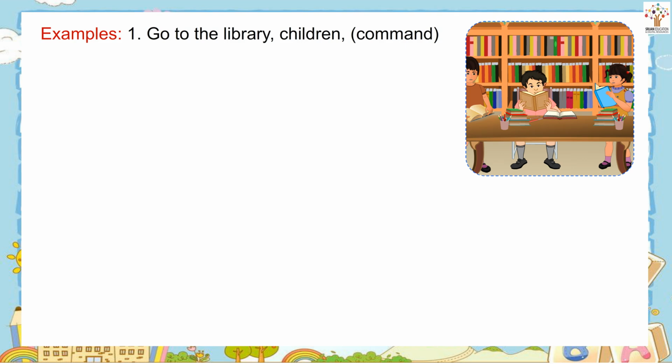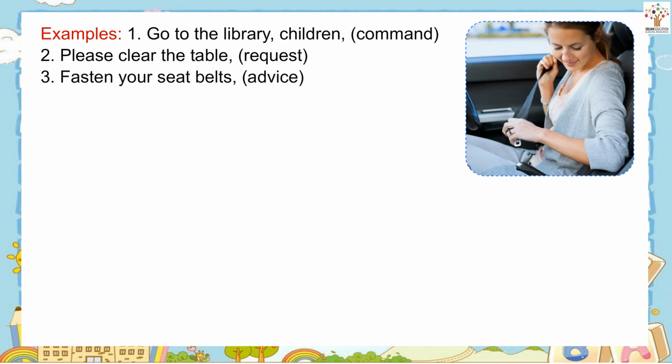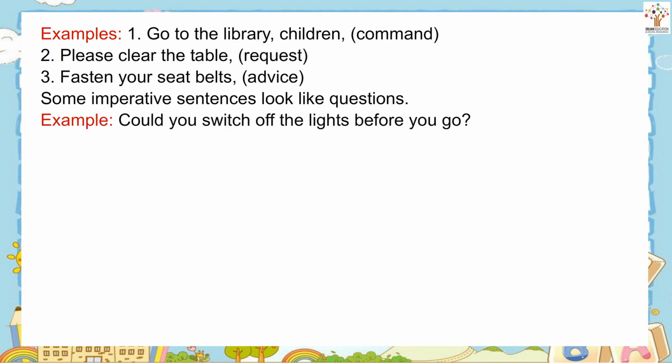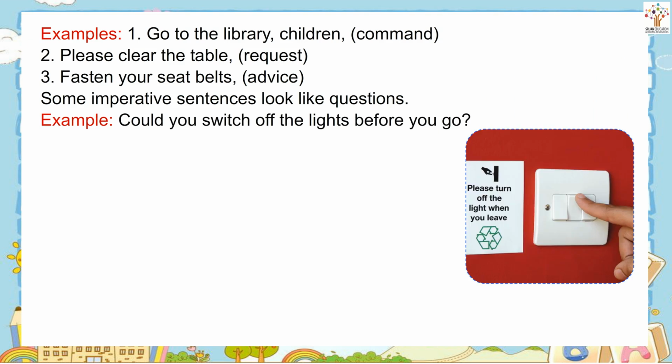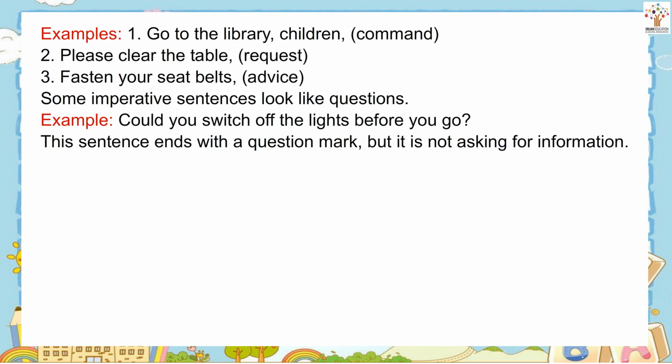Examples: Go to the library, children. Command: Please clear the table. Request: Fasten your seat belts. Advice. Some imperative sentences look like questions. Example: Could you switch off the lights before you go? This sentence ends with a question mark, but it is not asking for information. It is really a request which sounds more polite.